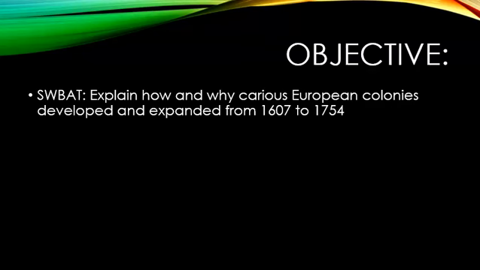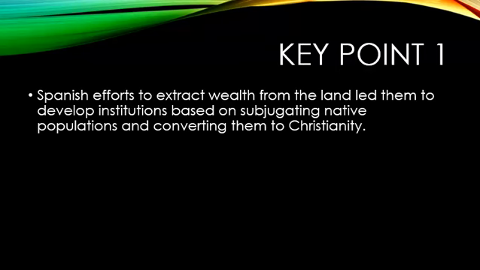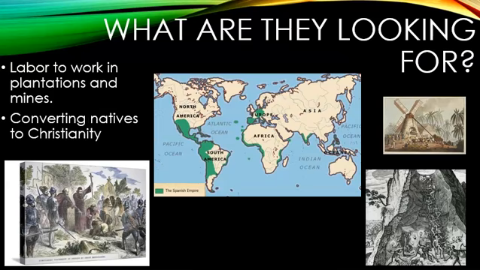Now, let's get into key point one. So first we start today with the Spanish, yet again. Spanish efforts to extract wealth from the land led them to develop institutions based on subjugating native populations and converting them to Christianity. You have both in there. Subjugating native populations, converting them to Christianity. Natives probably aren't going to like that, right?